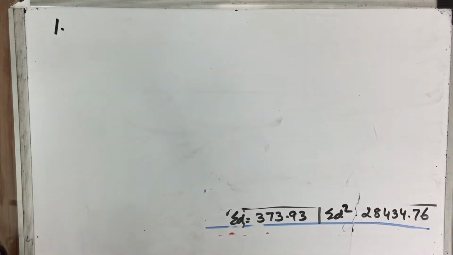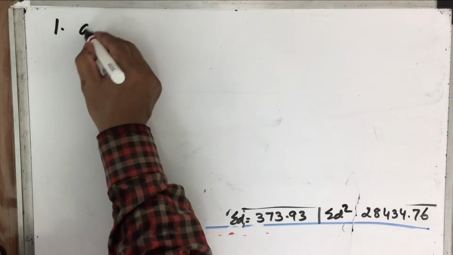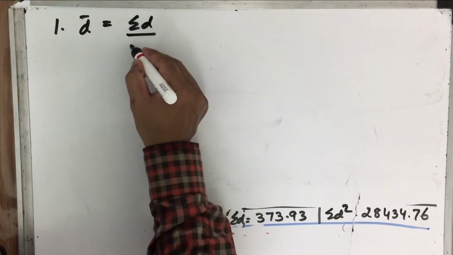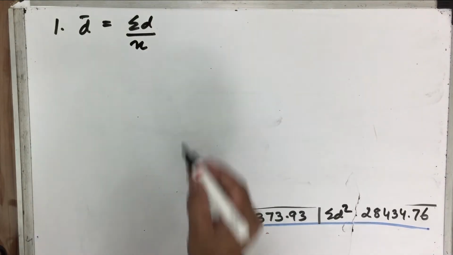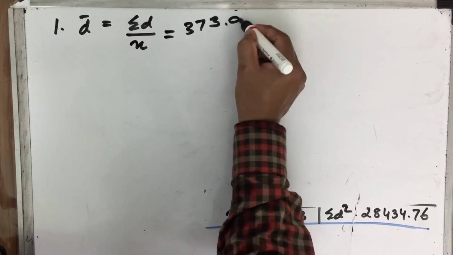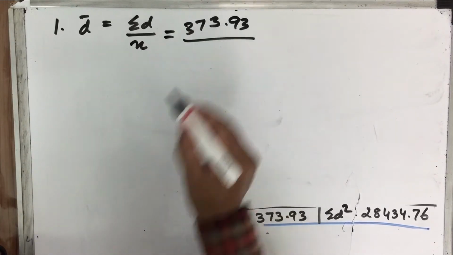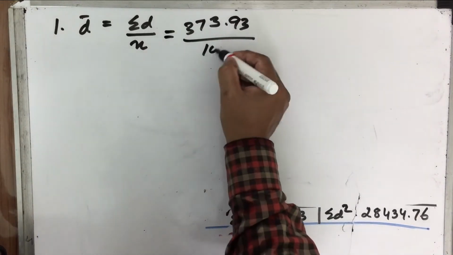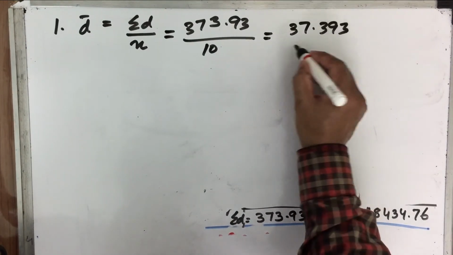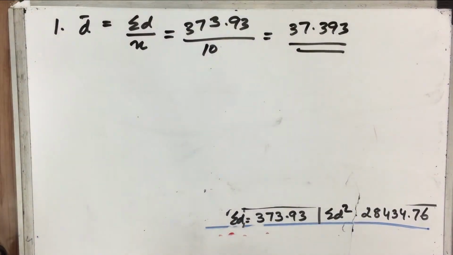So the step number 1 is to find d bar. So d bar, as you know, is summation of all the d divided by n. So we have calculated the summation of d, that is 373.93 divided by, we know the value of n is equal to 10, that is 37.393. So that is our d bar, we got it.